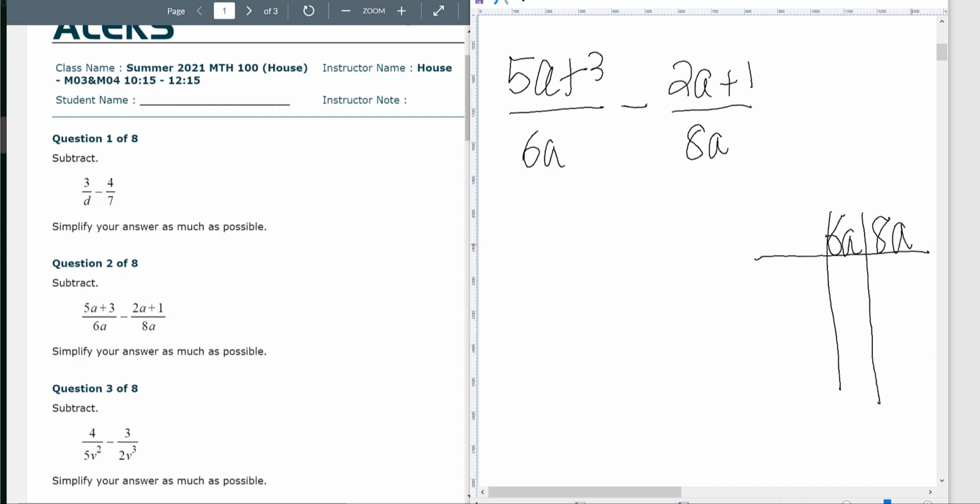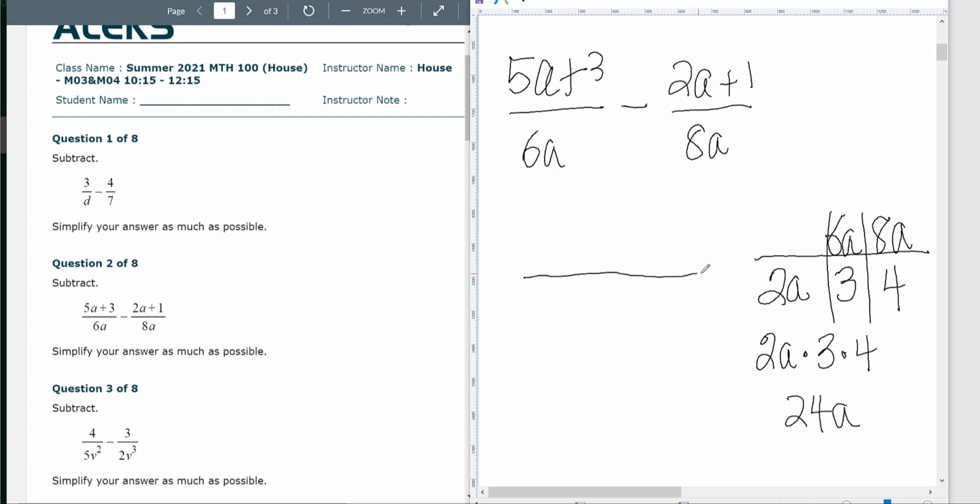6a and 8a. I notice they have a 2a in common. That's going to leave a 3 and a 4, because 2a times 3 is 6a and 2a times 4 is 8a. That means that the LCM is 2a times 3 times 4, which is 24a. So my common denominator, my final answer, will be 24a. So I have to make each of these denominators a 24a.